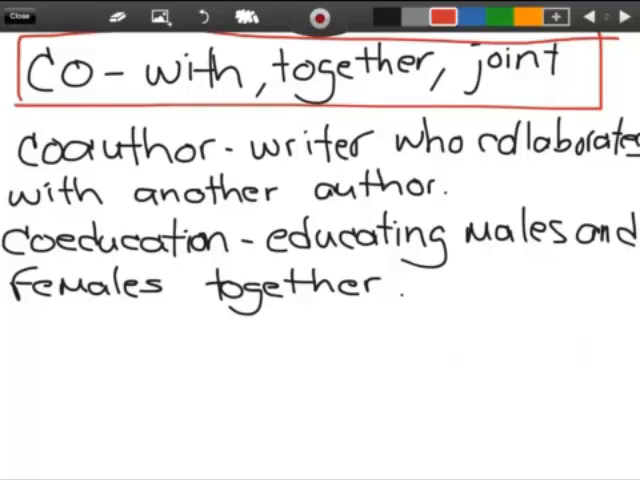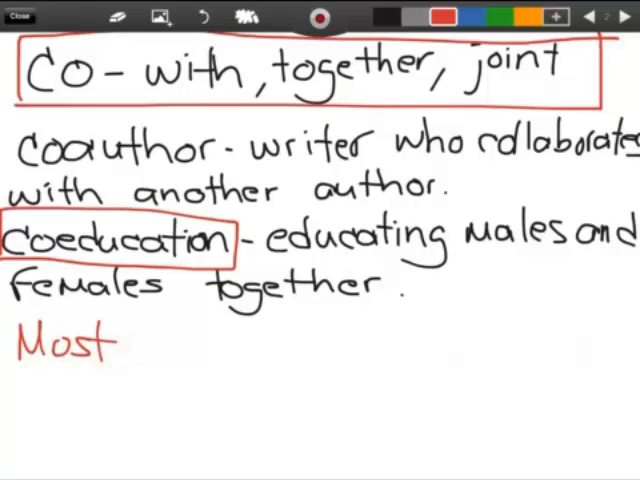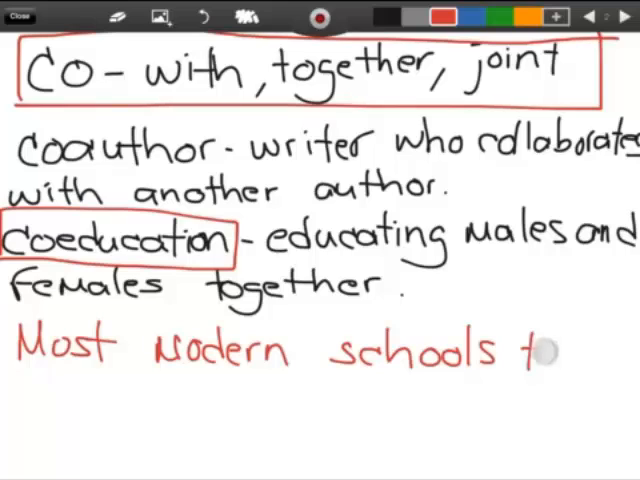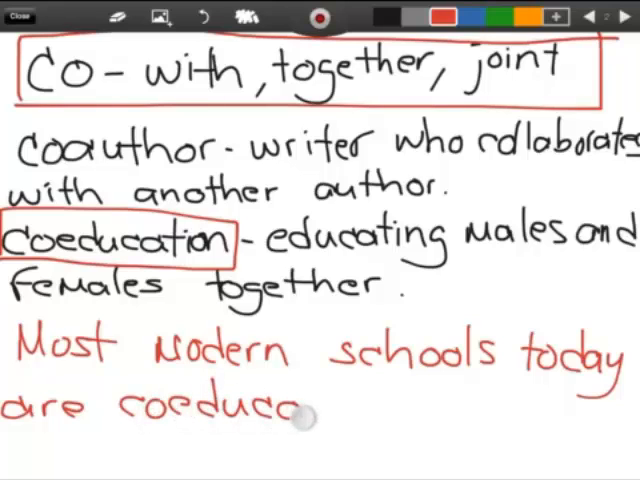I'm going to use this word in a sentence. I'm going to write, most modern schools today are co-education schools. I'm going to read that to you one more time. Most modern schools today are co-education schools.